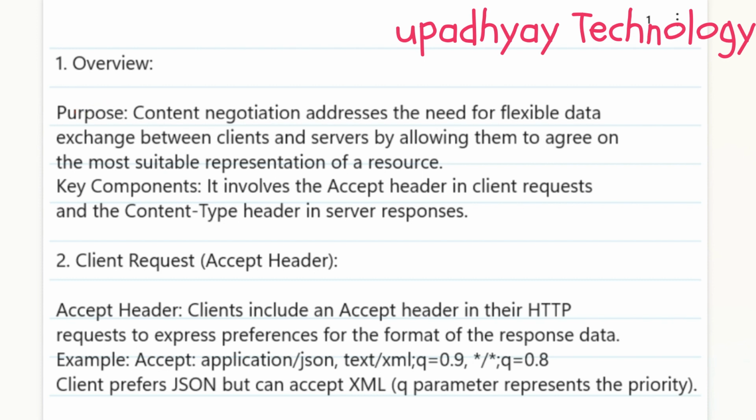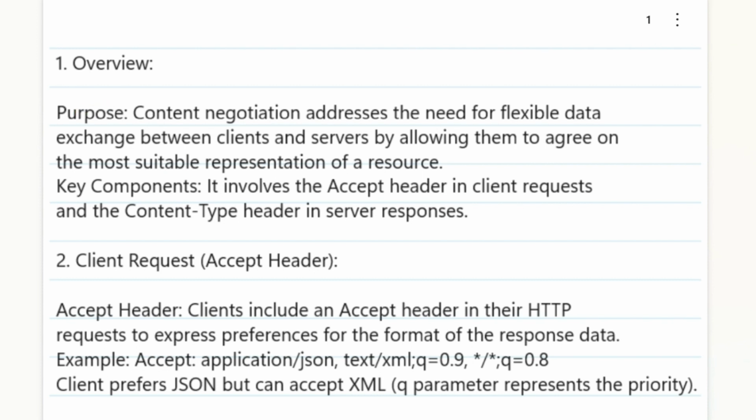So, content negotiation addresses the need for flexible data exchange between client and the server by allowing them to agree on the most suitable representation of a resource. What does it mean? For example, here we have a client, and here we have, let's say, a server. The client can understand a few things, so the server needs to send the data in the same language.